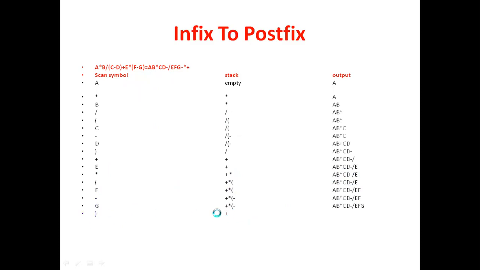When you get the right brace, pop the stack; between the left and right brace, minus is there. We pop the minus from the stack and print it in the output. So EFG minus, and only plus and star are the operators left in the stack. So we reached the end of the string. We pop the whole stack and print it in the output, that is G minus star plus. So this is the way you can convert infix to postfix form.